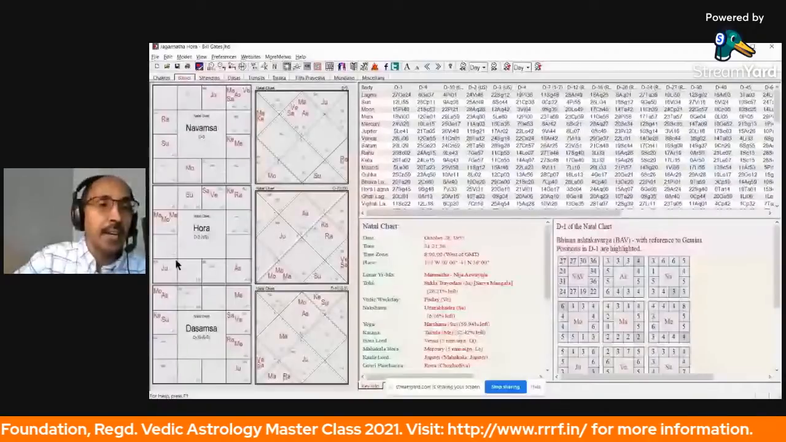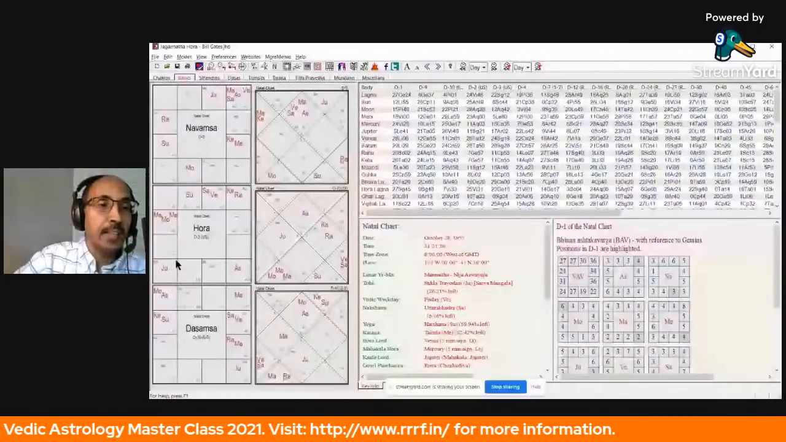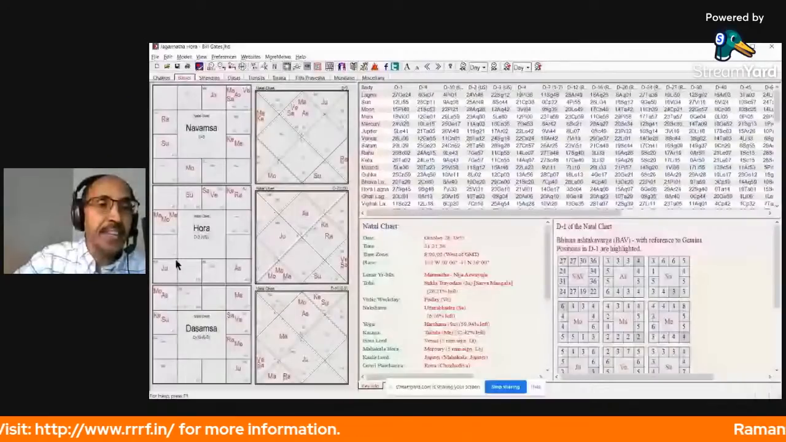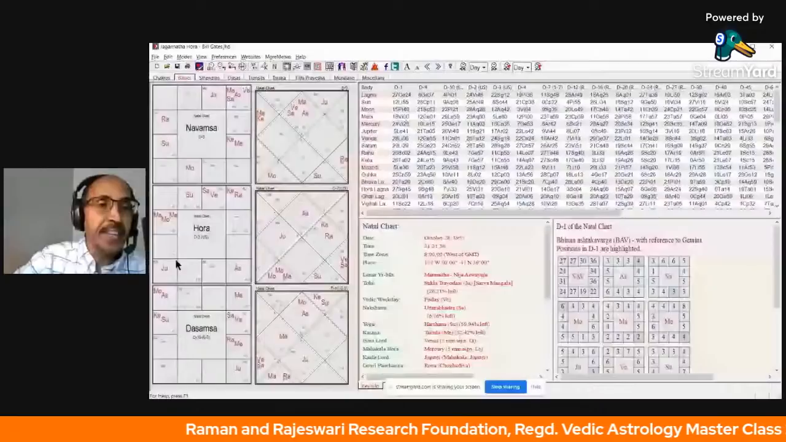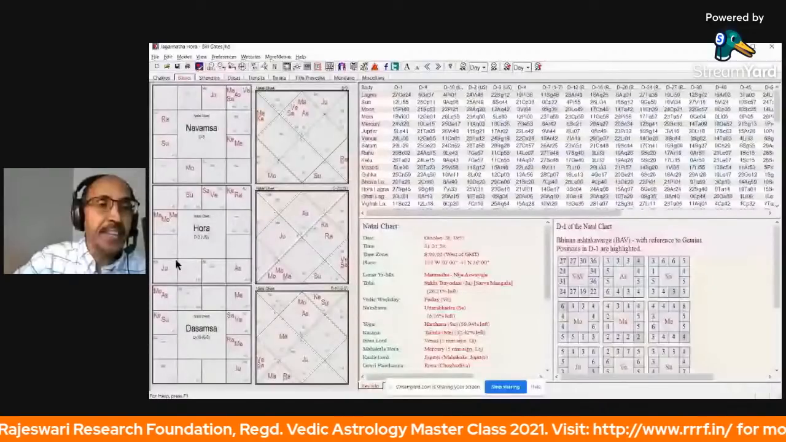And the other thing is, you can see that Saturn and Venus, they are the fifth lord and ninth lord in the ninth house. This is a very powerful combination. So the Saturn Venus combination in the ninth house makes him a very rich person.